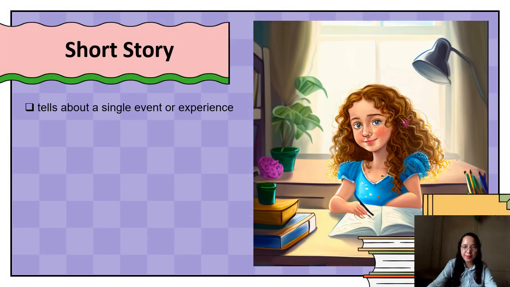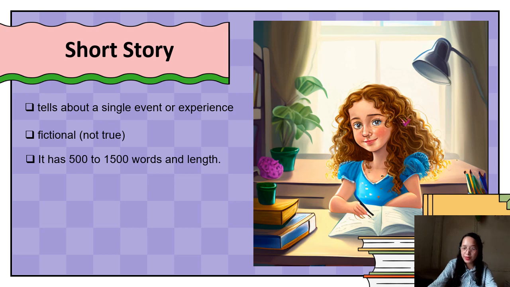A story is defined as something that tells about a single event or experience. It is a piece of prose fiction that can typically be read in a single sitting, usually between 20 minutes to an hour. It is fictional or not true, although it may be based on something that is true. It has 500 to 1,500 words in length.